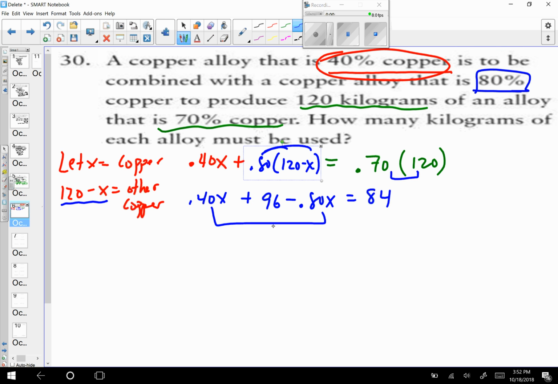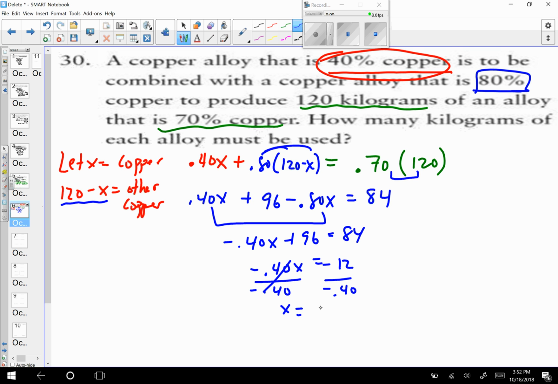Oh, okay. No, when you combine these two, you get negative 0.40x. Sorry, that threw me off. Plus 96 is equal to 84. Subtract 96 from both sides, you get negative 0.40x is equal to negative 12. Divide both sides by negative 0.40. These cancel out, and you're left with x is equal to 30.